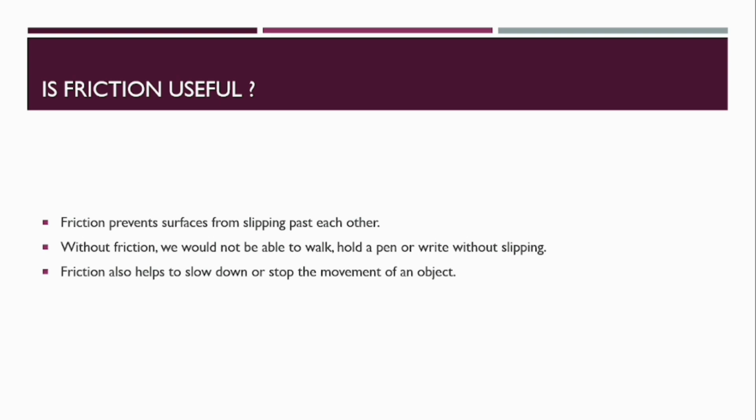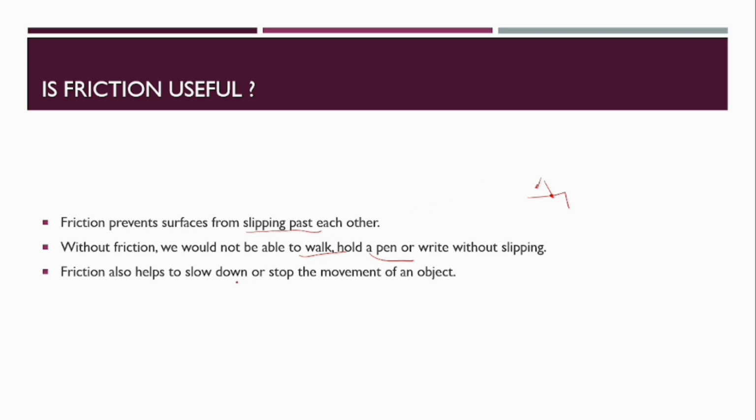So there are always some uses and some disadvantages of everything. Friction is also very useful for us. It prevents surfaces from slipping past each other. It enables us to walk. It helps us to hold a pen. Without friction, we wouldn't be able to walk, or we wouldn't be able to write on our pages, because between our pen and our pages there are also some irregularities. There is also a friction which helps us to write.